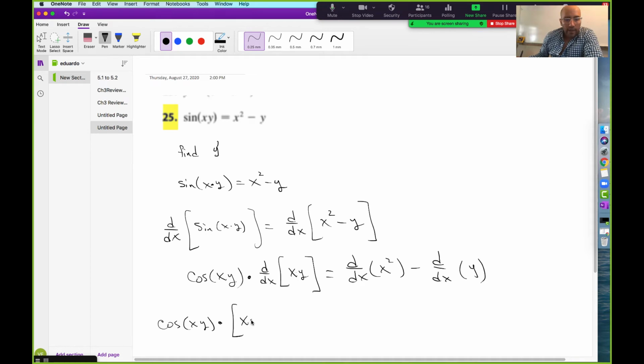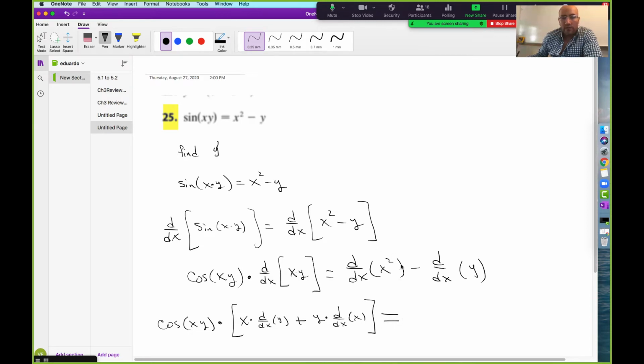Let's do x times the derivative with respect to x of y, plus now y times the derivative with respect to x of x. See how we took turns? One of them is a derivative of one function, the other one is a derivative of the other function, and we add them together. Right? That's the product rule.